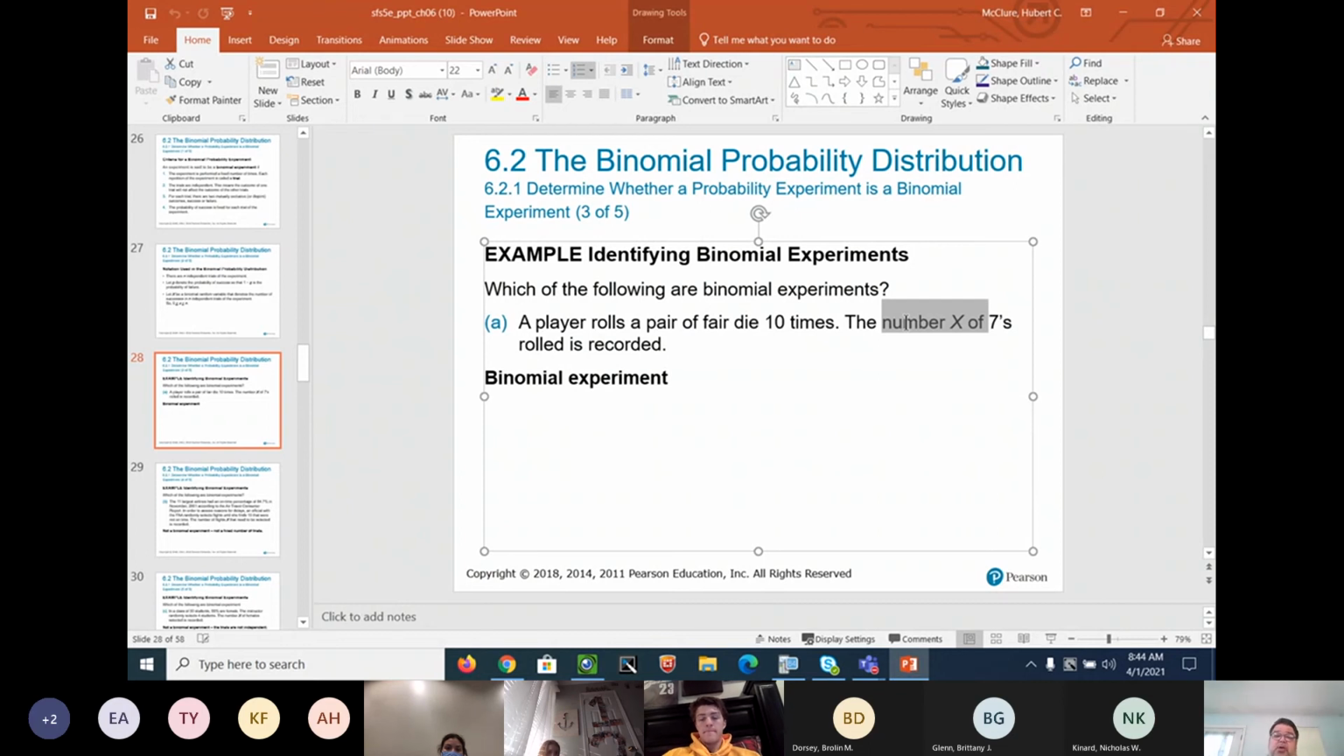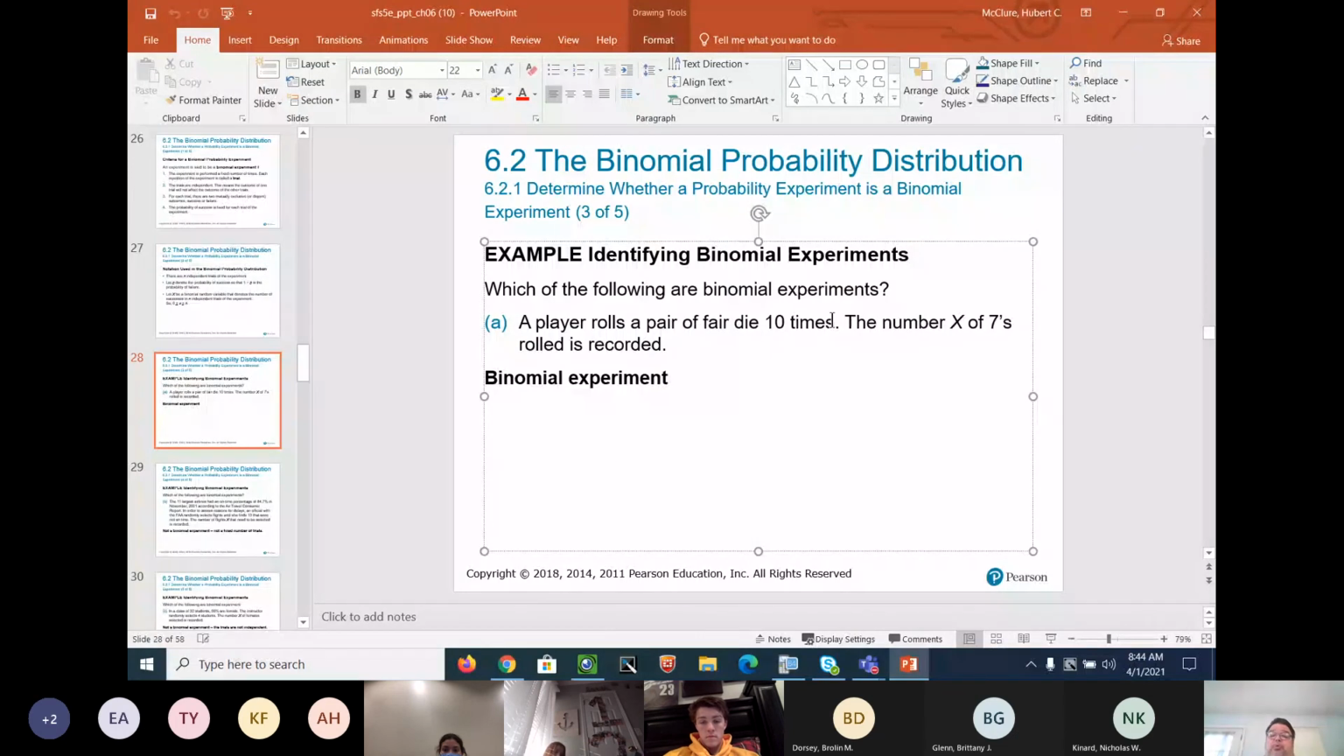Everybody with me? The dice. Do the numbers change on the dice each time you roll them? No. They're always 1 through 6. So that's not going to change. So this would be a binomial experiment. And that's a test question. Is the following a binomial experiment? And you read it, and then you say yes or no. Next one.